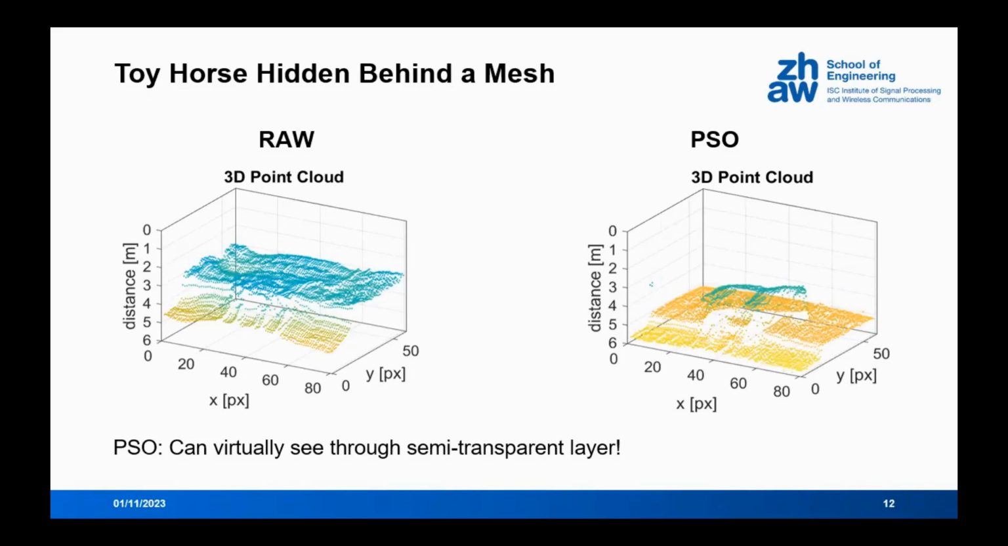One application, for example, for this approach is if you want to see through some objects. For example, if you want to have your camera behind a mesh to protect it, or behind a window. So in this case, we set up a toy horse behind our mesh. And as you can see here in the raw image, you just see nothing. And in the right image, you see clearly the toy horse, and we were able to see through, for example, a protective layer.